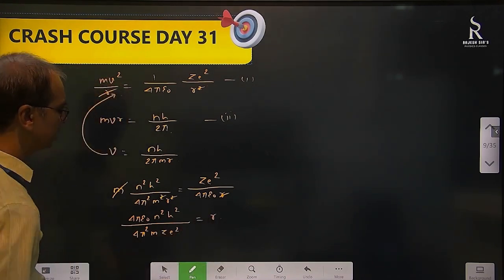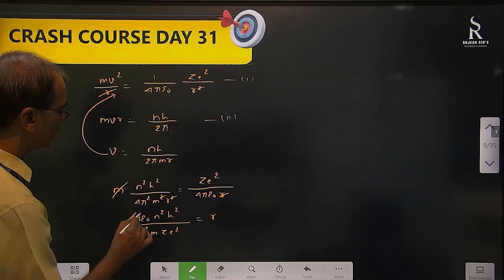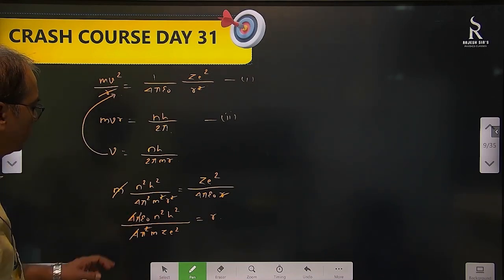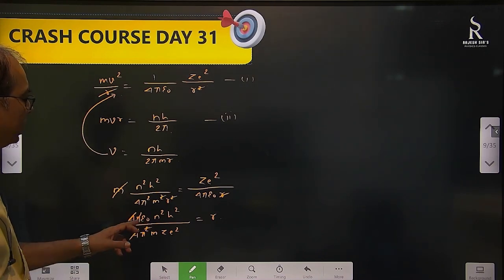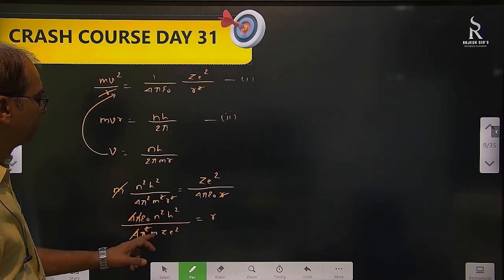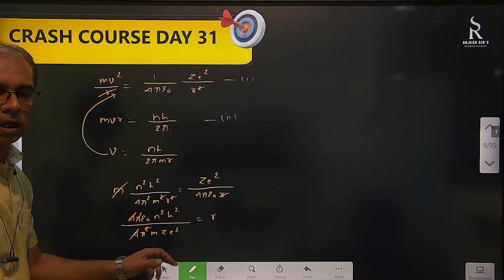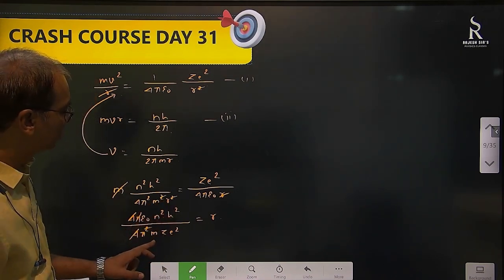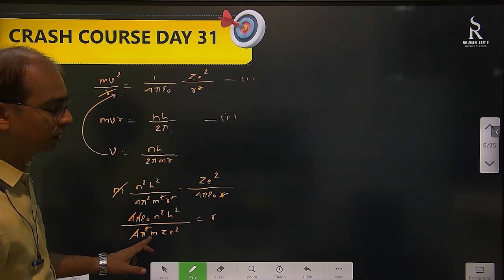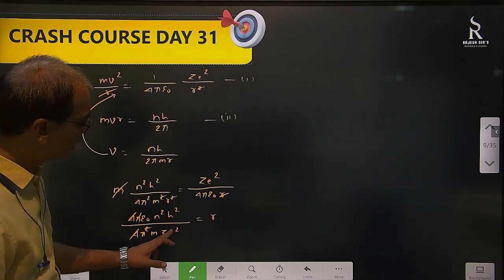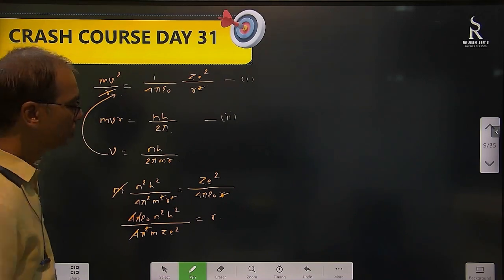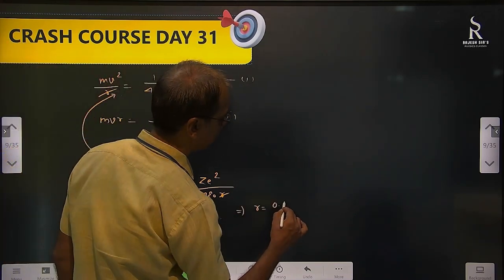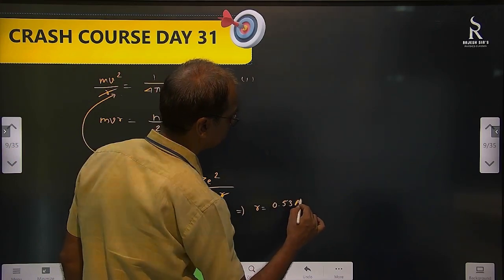Whatever things you can cancel, we can cancel. This 4 pi is cancelled, this 4 pi is cancelled. Anything else we can cancel away? That's all. So epsilon naught n square h square by m z e square. This is the r value. You can see that epsilon naught is constant, Planck's constant, mass of electron constant, and electron's charge is constant. So when we keep all these values, we get r equal to 0.53 angstrom n square by z.